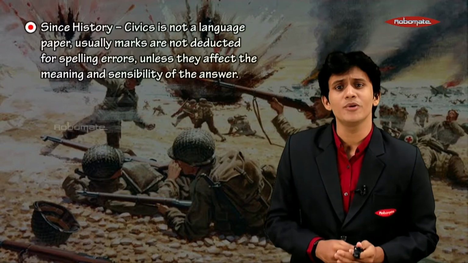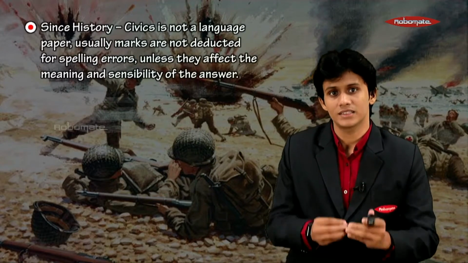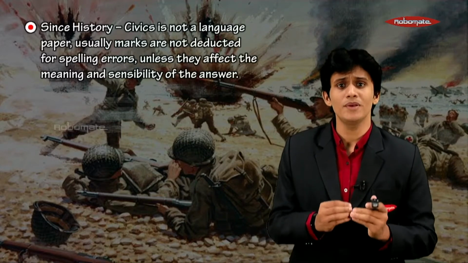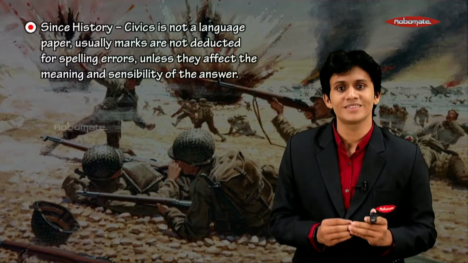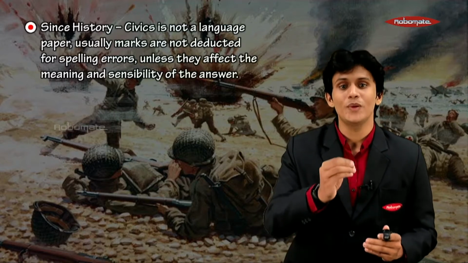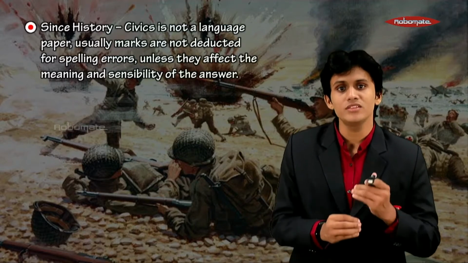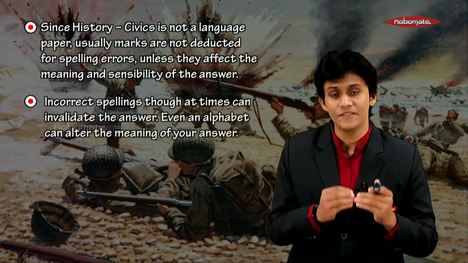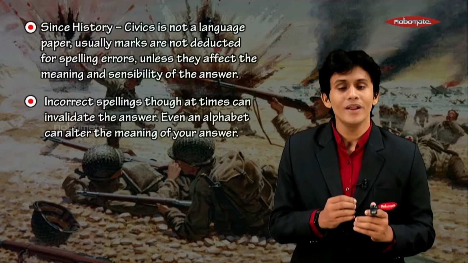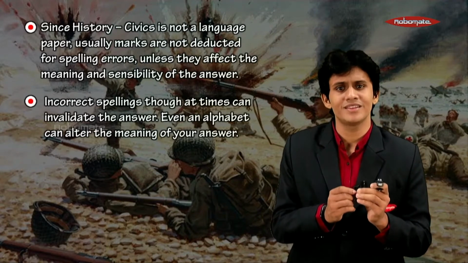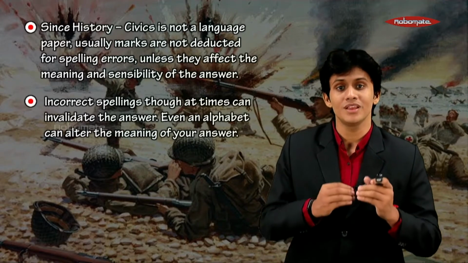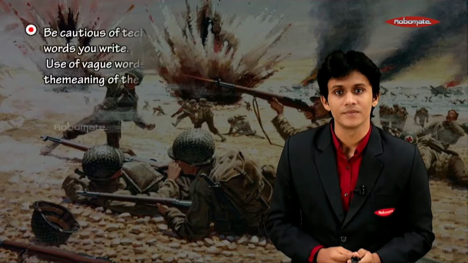Another question that we usually come across is, are marks deducted for spelling mistakes? Now, since history and civics paper is not a language paper, it's not English, your marks cannot be straight away deducted for spelling or grammar errors. But if your spelling errors lead to a change in the meaning of the statements, then that will definitely affect your marks and your marks might be deducted. Even a slight mistake such as interchanging of the alphabets or not writing a particular alphabet may sometimes change the entire meaning of the statement.